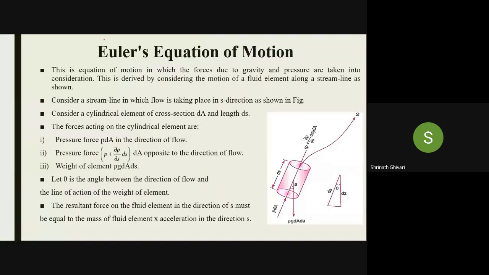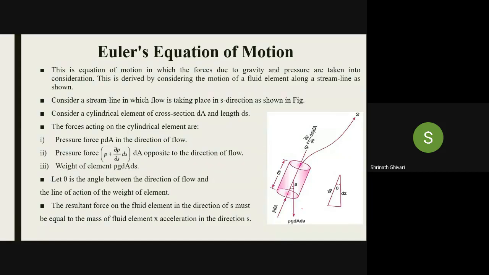So this is the derivation for Euler's equation of motion, in which there is a streamline flow of the fluid flowing in the S direction. Okay, and we are considering a cylindrical element surrounding it. The forces acting on the cylindrical element are: one is pressure at this face, another pressure at the opposite direction. It is pressure force acting. So the pressure force is P dA, and on the opposite side it is P plus dou P by dou S into ds, into dA.